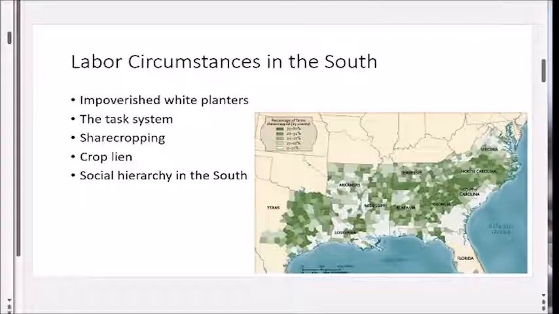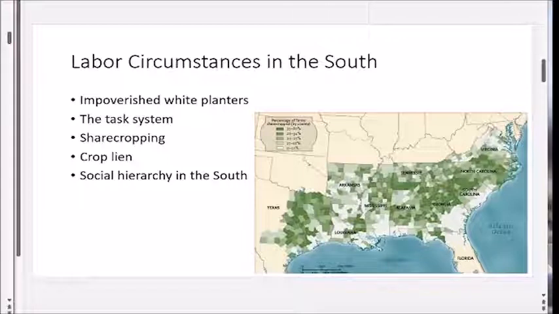You have the large planters, who had the big plantations that were mass producing cash crops, and they owned a number of slaves. You have small white farmers who may own one slave or two slaves, or may not have any slaves at all. And then you have free African Americans, which were a smaller population in the South. And then you have African American slaves, right, who were the primary workforce in the South. So that was before the Civil War.